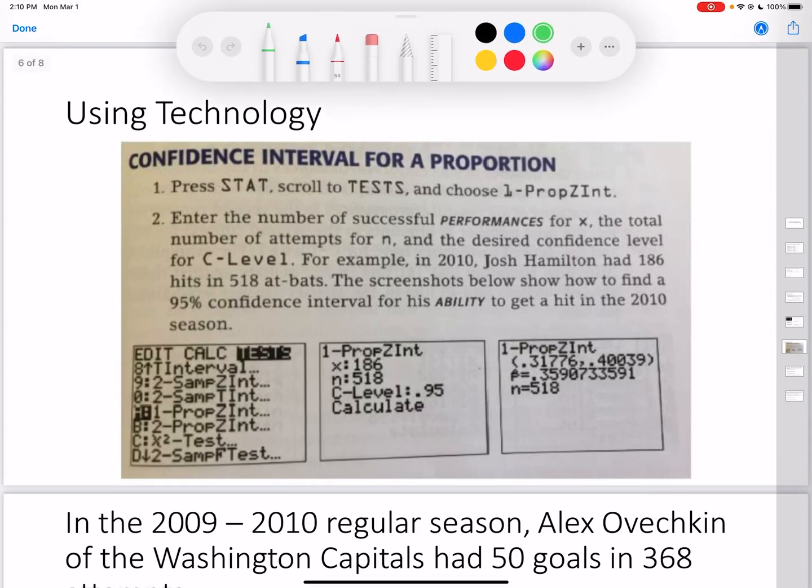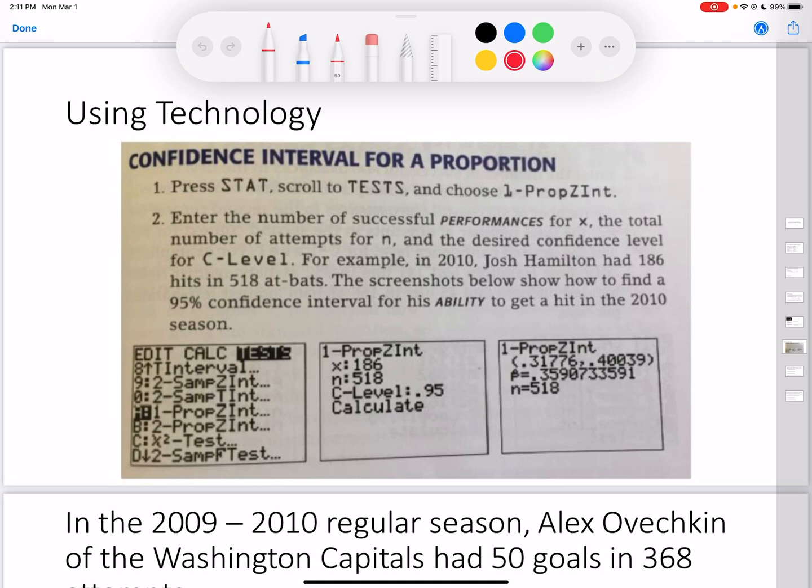Okay, I'm going to make a quick video about using technology to calculate a confidence interval for a single proportion. You can calculate your confidence interval by hand, but sometimes that can get kind of confusing as there's a lot of steps. So instead, you can use your TI-84 calculator to find the confidence interval in a quick way. To do that, you're going to press Stat.